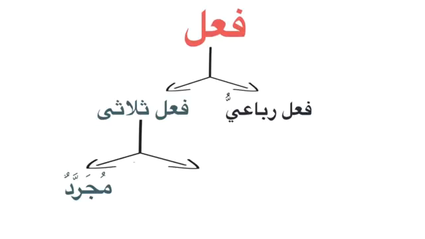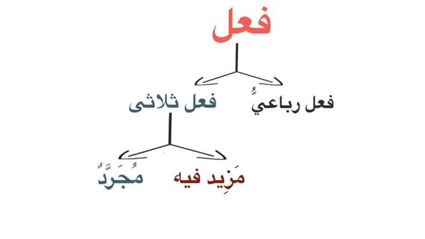And the other type is obviously where something is attached to it. So what do we say? It is fa'al ثلاثي مزيد فيه. So something extra has been added to it. Something has been increased. Now going to mujarrad.